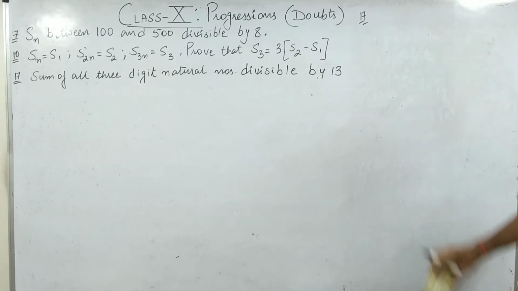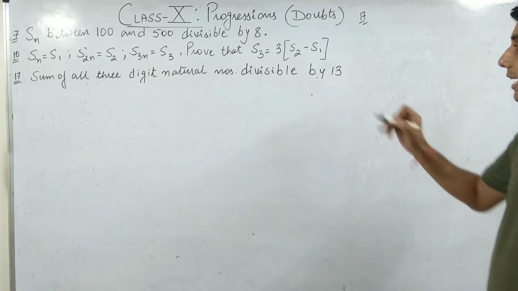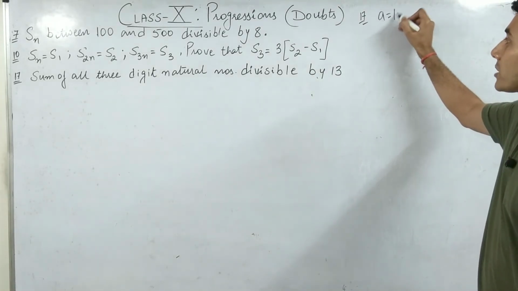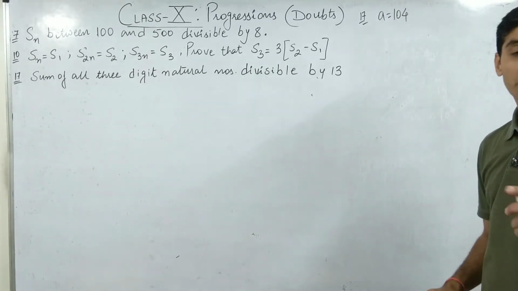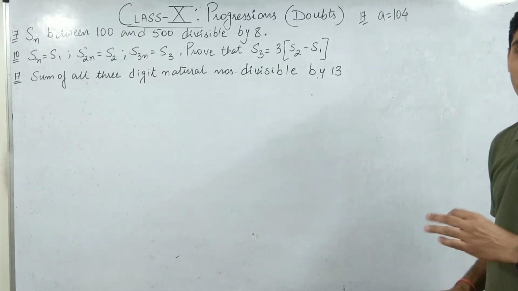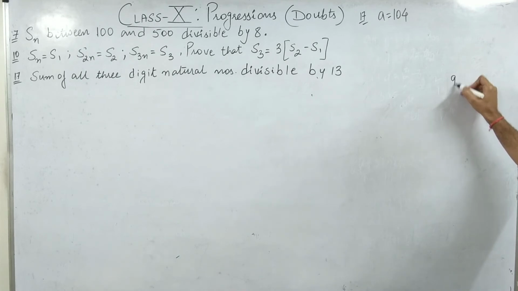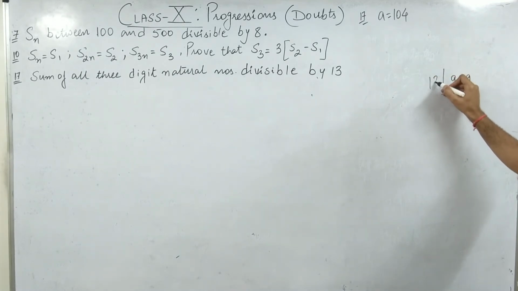Okay, so it's 104. Now the first number is 104, which is the smallest 3-digit number which can be divided by 13. But the problem is, which will be the largest number? As usual, the same trick. The largest 3-digit number is 999. Let's try and divide this by 13.